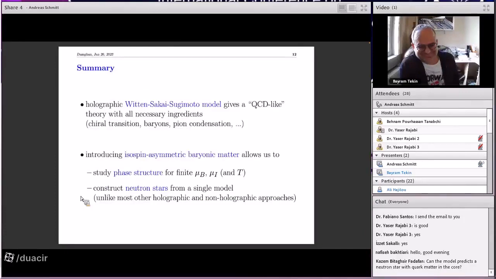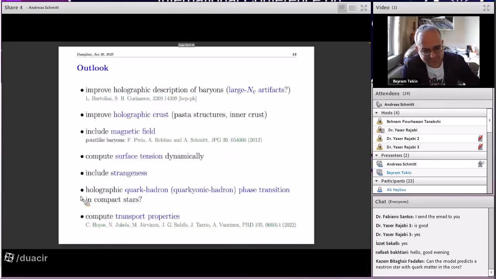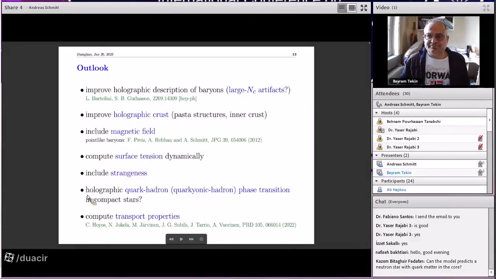So I should come to an end. As 2 take-home messages, let me just repeat that we can use the Witten-Sakai-Sugimoto model for a QCD-like theory with basically all the necessary ingredients. We've included an isospin asymmetry into baryonic matter, from which we can study and construct neutron stars. Obviously, there's a lot of improvements that are possible. I'm listing a few of them here. Probably I shouldn't go through all of them because my time is up. So there is one question.